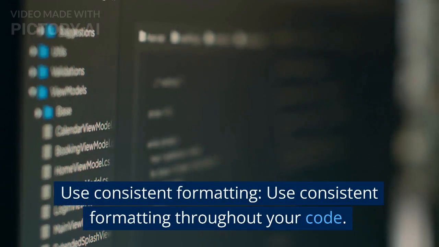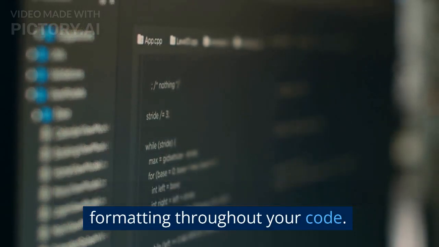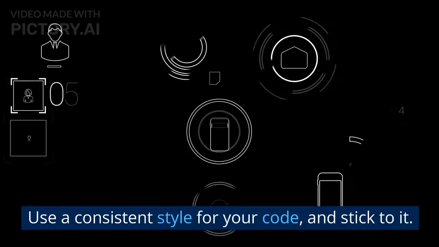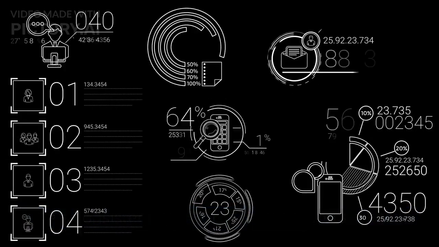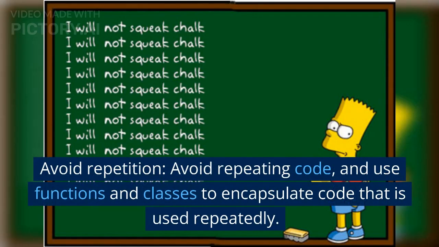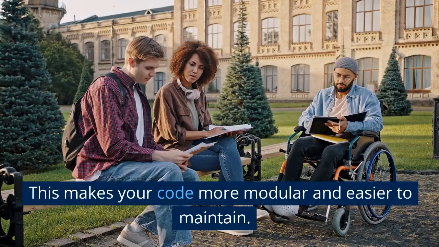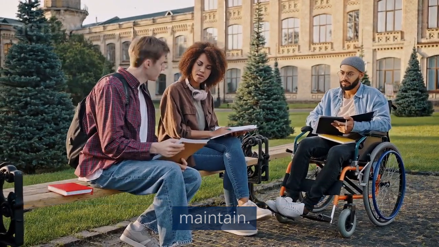Use consistent formatting. Use consistent formatting throughout your code. This includes indentation, spacing, and line breaks. Use a consistent style for your code, and stick to it. Avoid repetition. Avoid repeating code, and use functions and classes to encapsulate code that is used repeatedly. This makes your code more modular and easier to maintain.